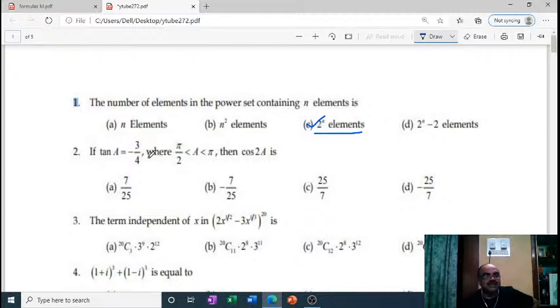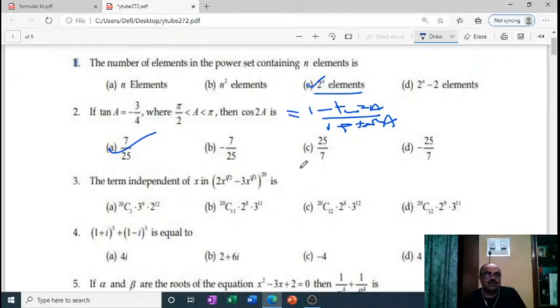Next, if tan A equals minus 3 by 4 and A lies between pi by 2 and pi, what is cos 2A? Friends, cos 2A, you have the formula 1 minus tan square A by 1 plus tan square A. So minus 3 by 4 whole square is 9 by 16. So 16 minus 9 by 16, 16 plus 9 by 16. So it is 7 by 25. You need to be very careful. They have just given values with positive and negative symbols put together.